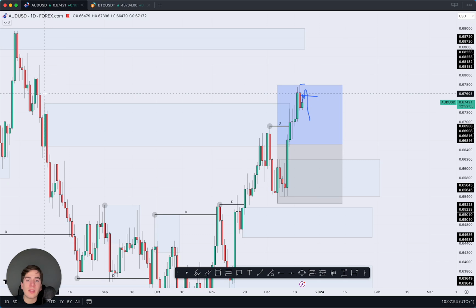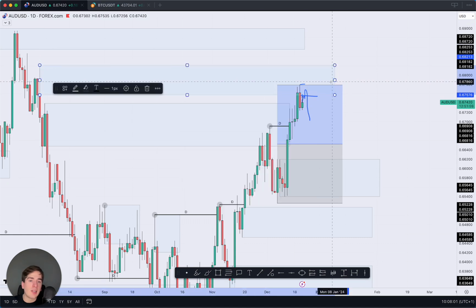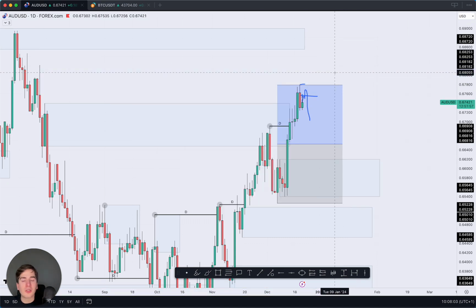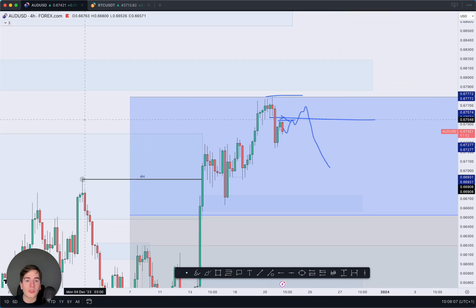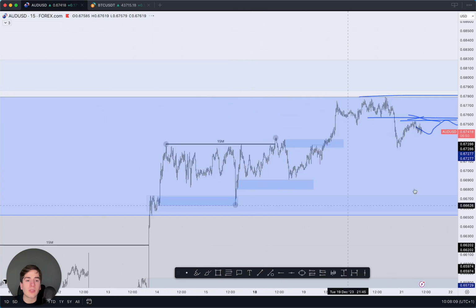There is always some supply in these kind of wicks over here, which we're looking at over here on the daily. So that is now causing price suppression. So let's see if we can continue with the overall bearish momentum on Aussie dollar and see what happens.